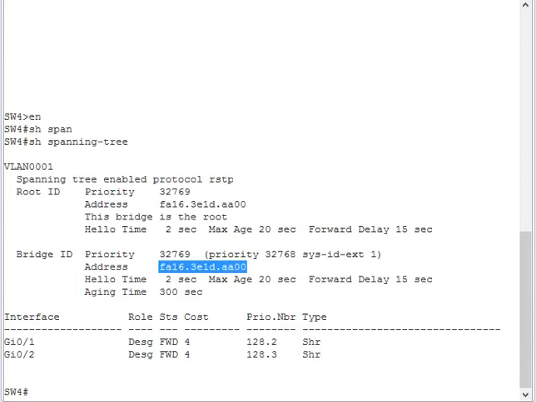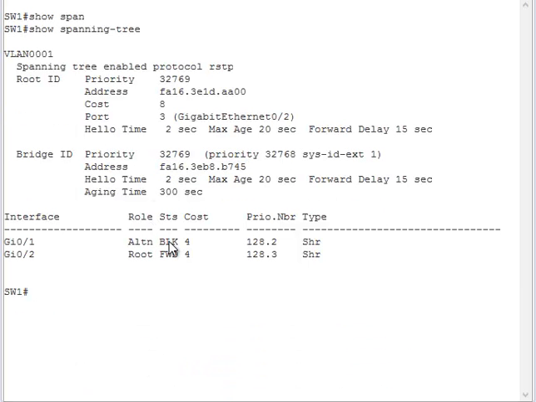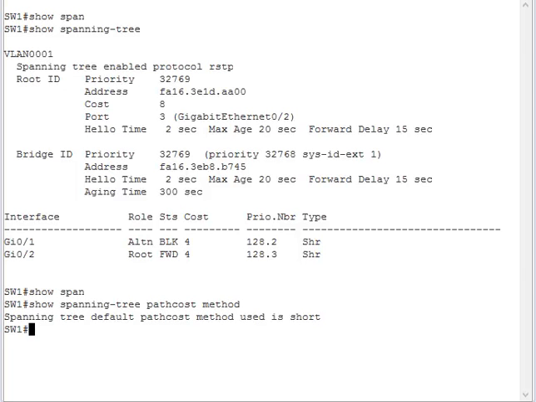Something else I'll show you. Let's go back to switch 1. Remember I said earlier you could see which path cost method your switch was using, and most of them will default to short. By doing a show spanning tree path cost method, the default path cost method used here is short. So just something to know. Short means it's the original 16-bit standard versus long, which is a 32-bit standard for deciding path cost.